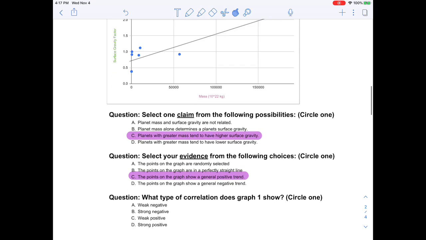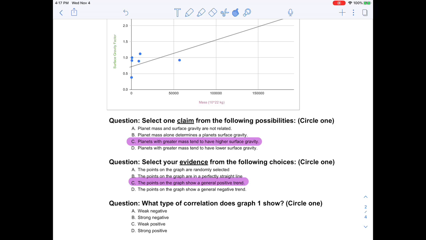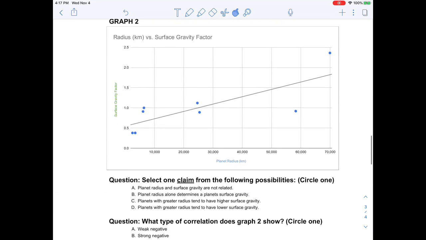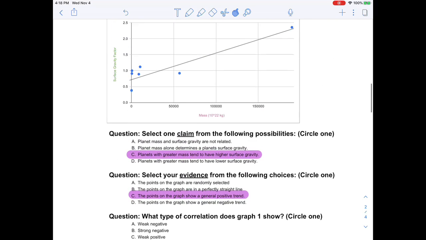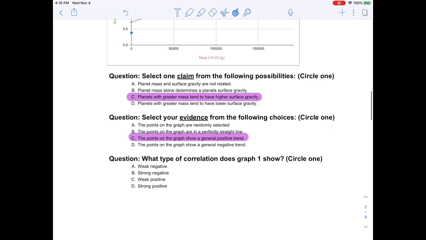Okay, last question for this graph. What type of correlation does graph number 1 show? So we've already ruled out that it's not negative, so I know that it's not a weak negative or a strong negative. So now I have to decide, are those points pretty close to the line or are they really far away? And as I showed you guys in class, let's take a look at the second graph. So there's the second graph really quick, and there's the third graph. So based on that information, does this look like it is a strong positive or a weak positive correlation? And the correct answer would be it is a strong positive correlation. Those points are pretty close together. So I'm going to select D, strong positive.